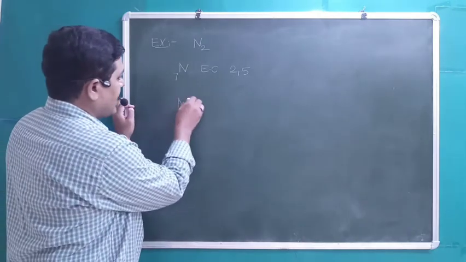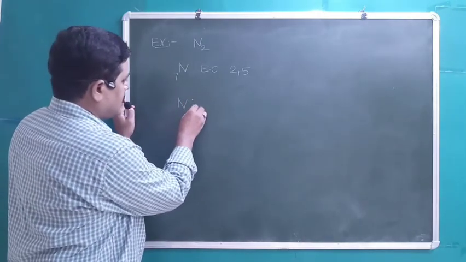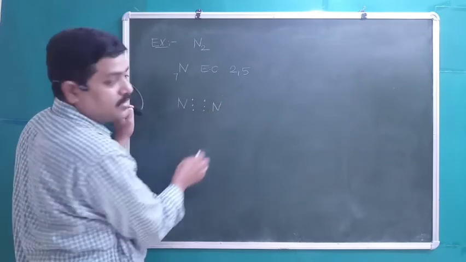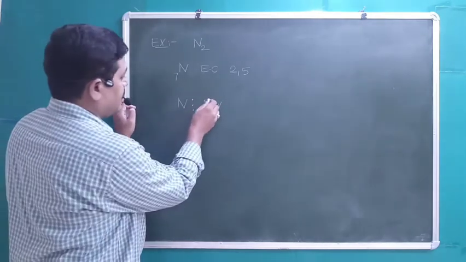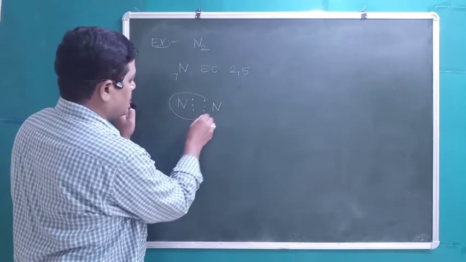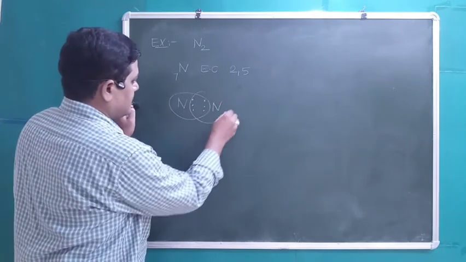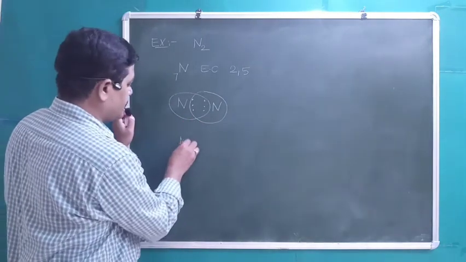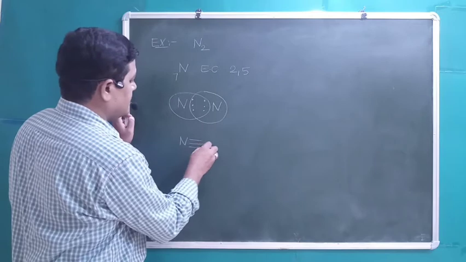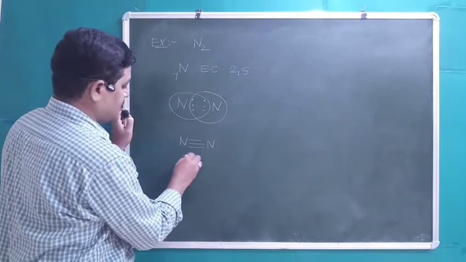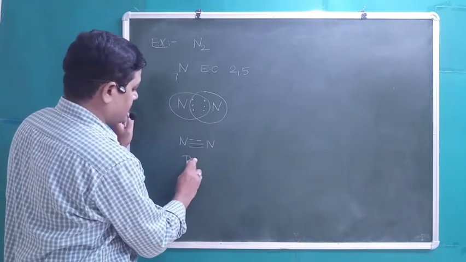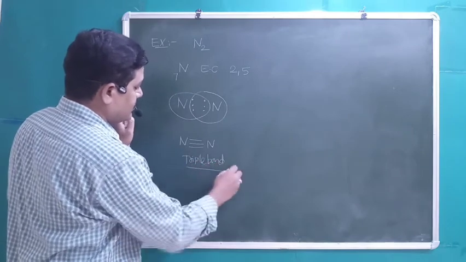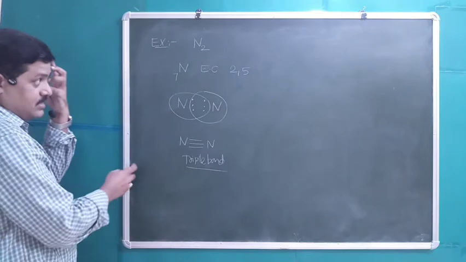Then each nitrogen will donate 3 electrons to the other nitrogen atom, and 3 pairs of electrons are equally shared between the 2 nitrogen atoms. When 3 pairs of electrons are shared between 2 atoms, a triple bond is formed. This is called a triple bond. A triple bond is formed between 2 nitrogen atoms, right?